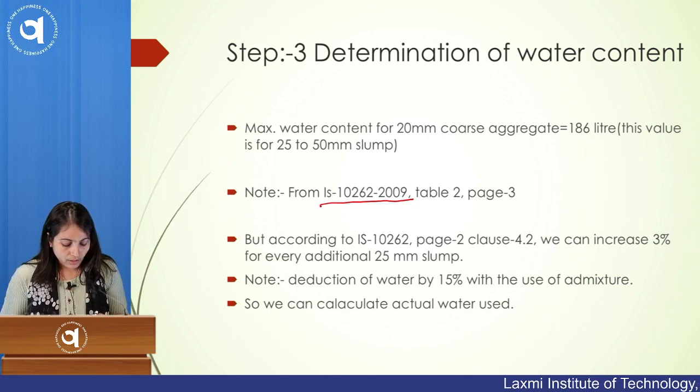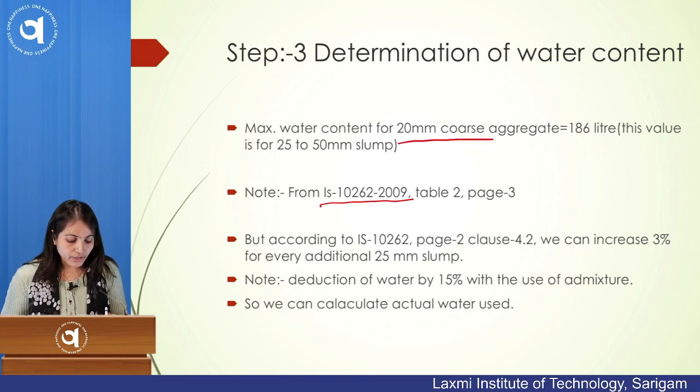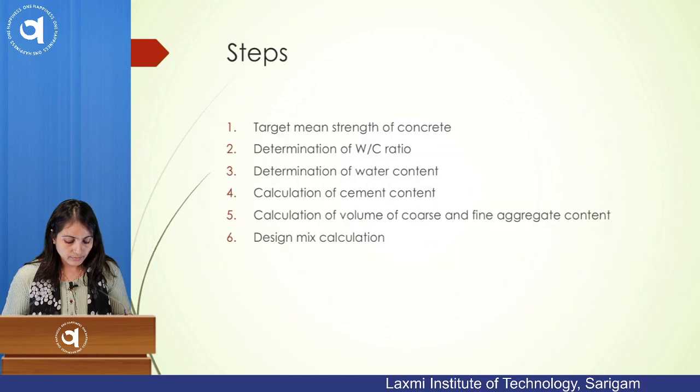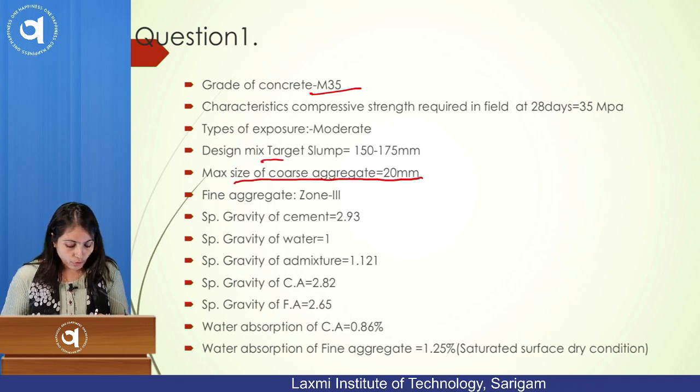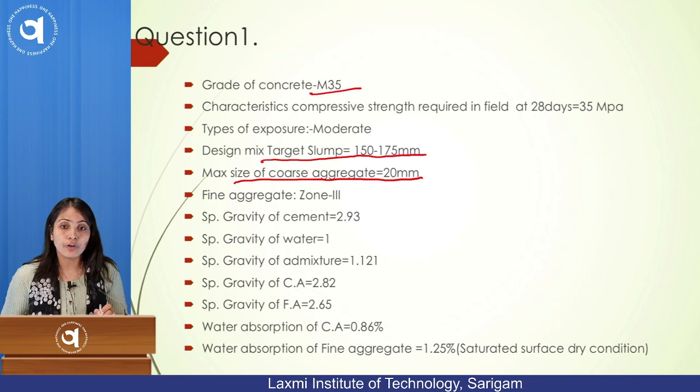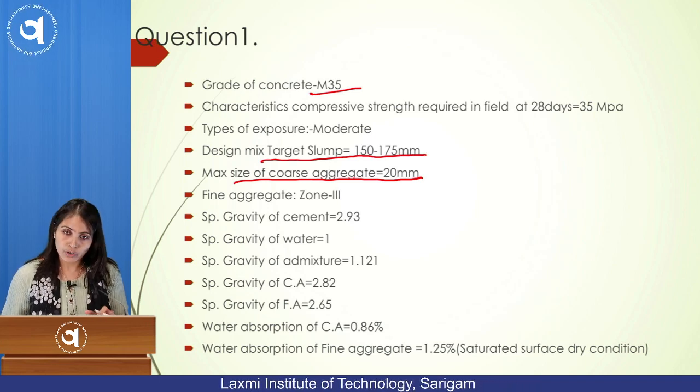So here, for the water content, you might have observed in the question that the maximum size of coarse aggregate is 20 mm, and the target slump of the mix is 150 to 175 mm. Based on this we will find the water content.